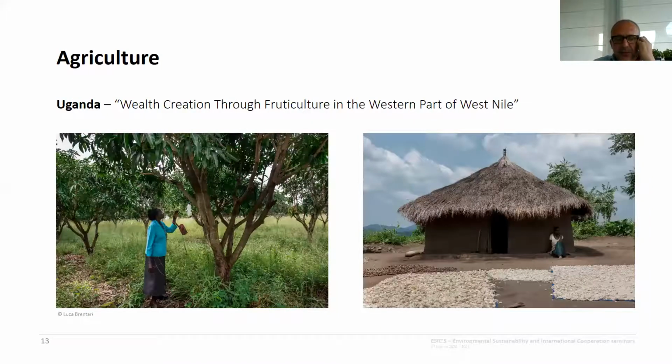Another example is a project I worked on in Uganda, wealth creation through fruticulture in the western part of West Nile. West Nile is the northern part of Uganda, the poorest region of Uganda, mainly characterized by poor agriculture.